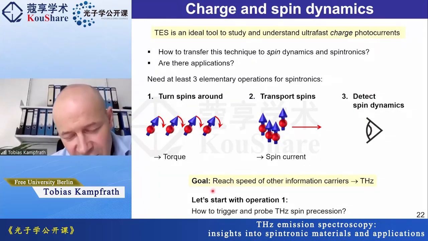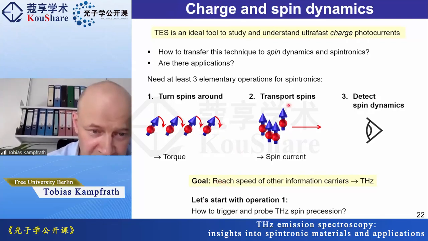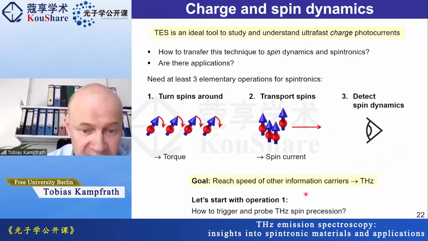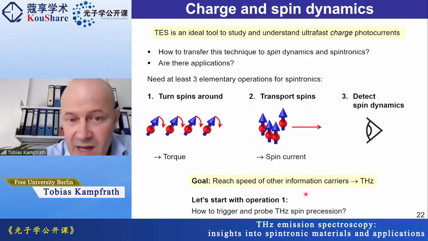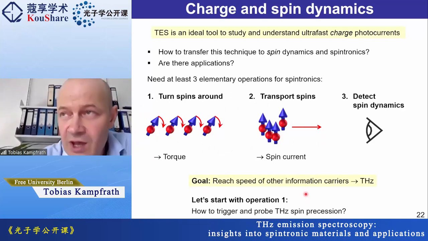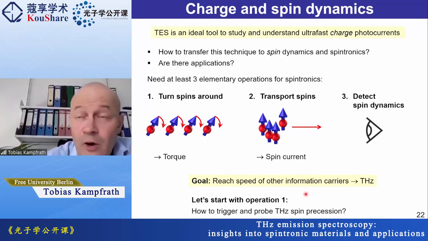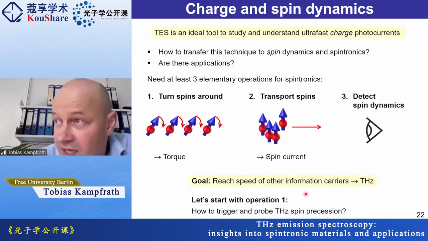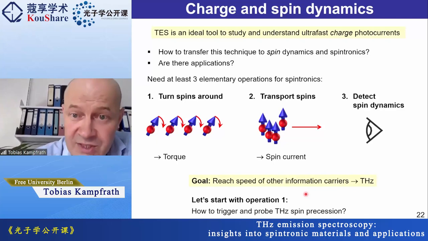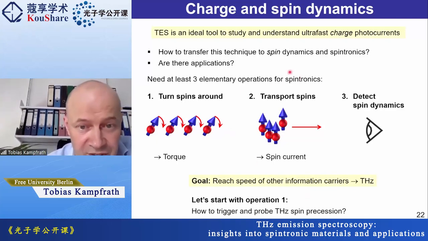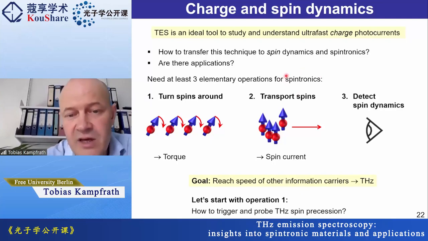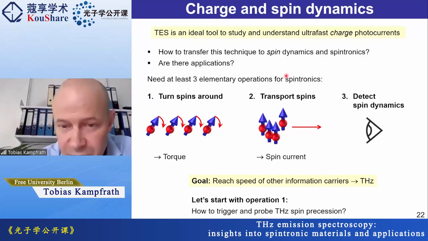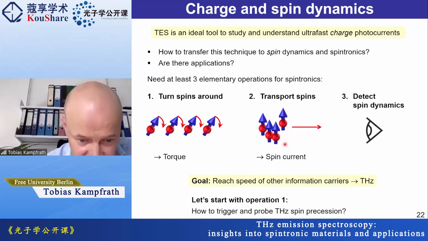An important goal of our group is we would like to push these operations to terahertz speed. Why do we want to do this? Well, because competing information carriers like electrons in field effect transistors or photons in optical fibers already have been demonstrated and are even being used at very high bandwidths of terahertz. And if spintronics should be competitive and compatible with these other information carriers in photonics and in electronics, then we also need to push these operations to the terahertz range.